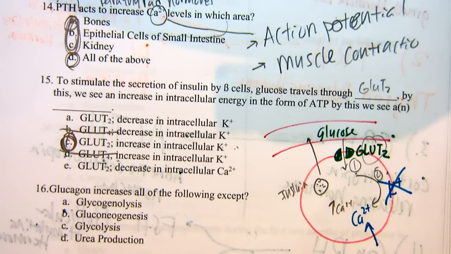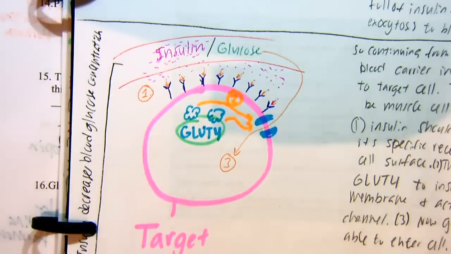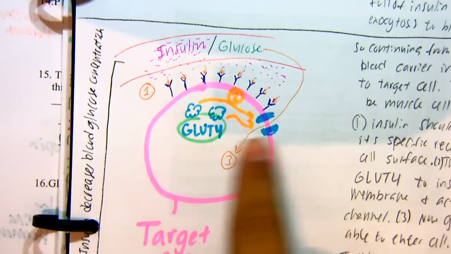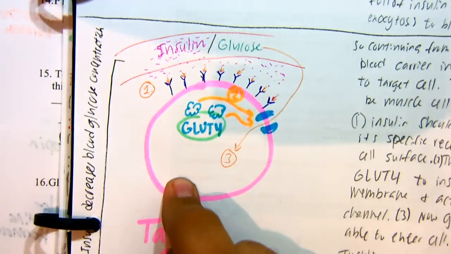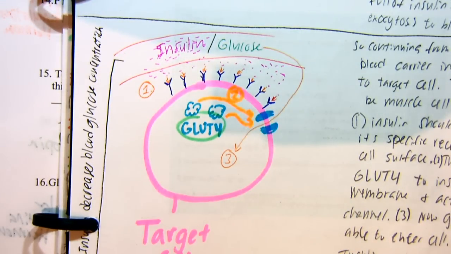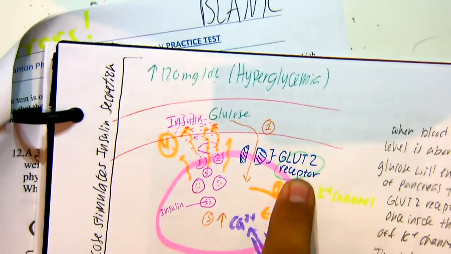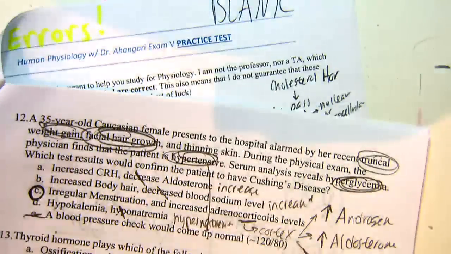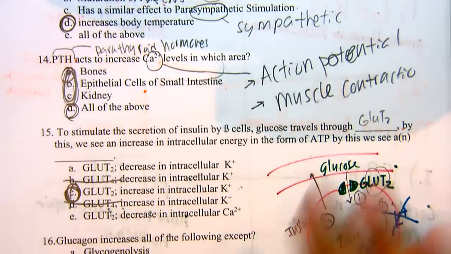GLUT4, this is how we uptake glucose from our blood. So insulin binds to its receptor. By that, it's going to stimulate GLUT4 receptors to go to the surface, and that's going to pull glucose in. So GLUT4 is pulling glucose in as a result of insulin. And then GLUT2 we use for insulin exocytosis. Okay? So the answer for that one was C.